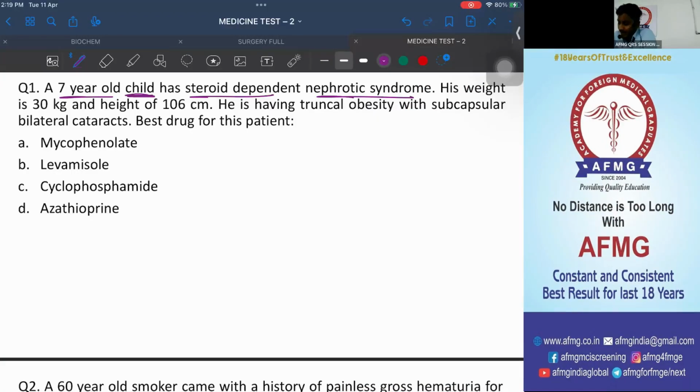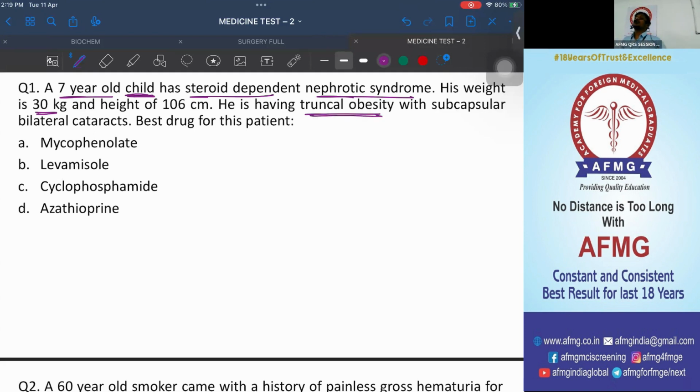The child is suffering from steroid dependent nephrotic syndrome. His weight is 30 kilogram. Okay, so now usually a 7-year-old child with a 30 kg weight seems somewhat overweight or obese usually, and the height of the child is 106 centimeter. He is having truncal obesity, as they have said.